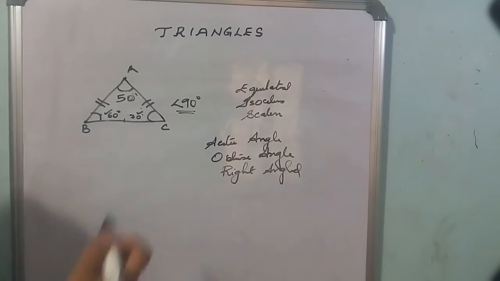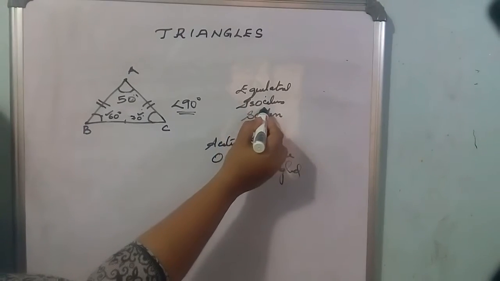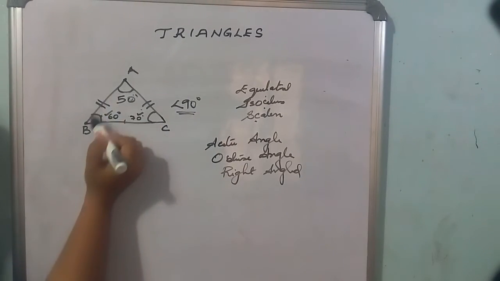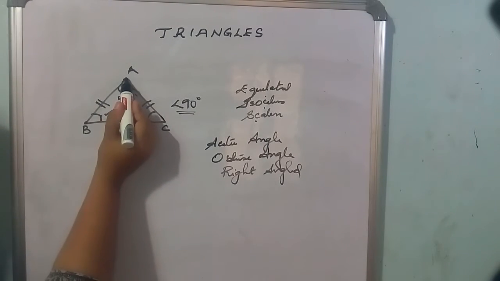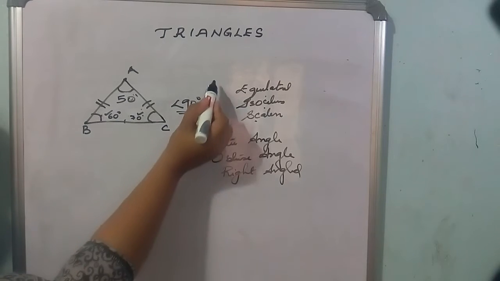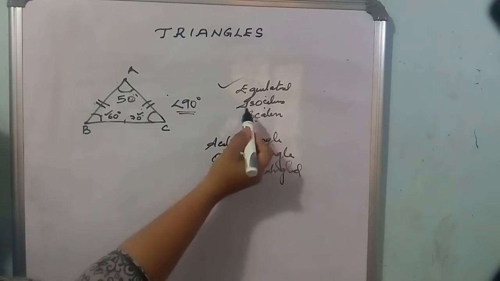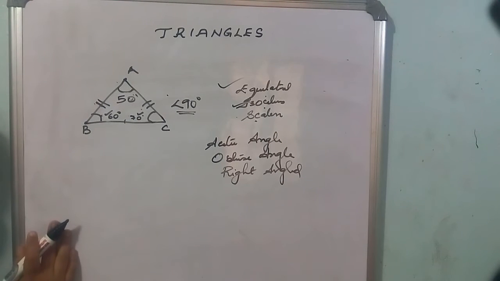Good morning. In the previous session, we learned about triangles: equilateral triangle, isosceles triangle, and scalene triangle. That is based on their lengths. If all the sides have equal length, it's an equilateral triangle. If any two sides have the same length, then it's an isosceles triangle. In a scalene triangle, none of the sides have the same length.